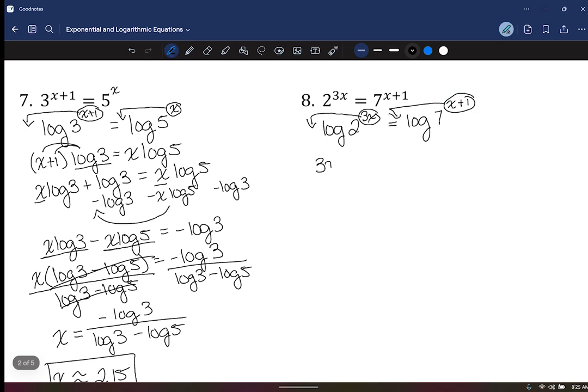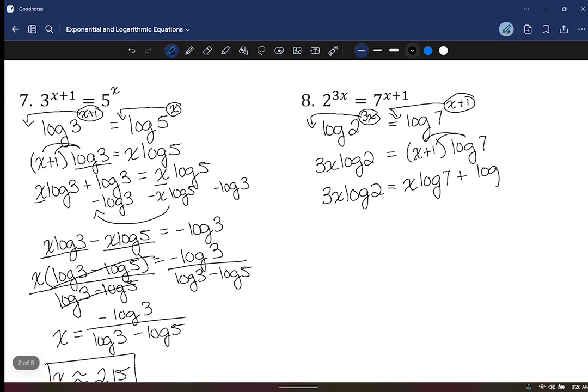So I have 3x log 2 is equal to 2 terms here, x plus 1, times log 7. So I'm going to have to distribute this log. So the left side, I just have 3x log 2. This will give me x times log 7 plus 1 times log 7. And this is another situation where I have an x in this log and an x in this log, so I want those on the same side. So I'm just going to subtract this x log 7.